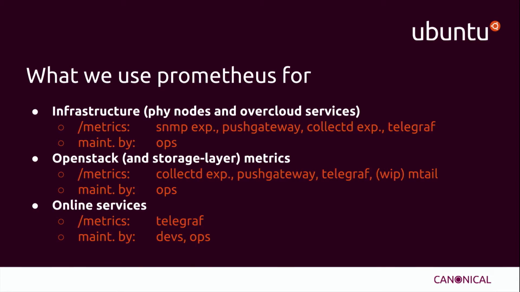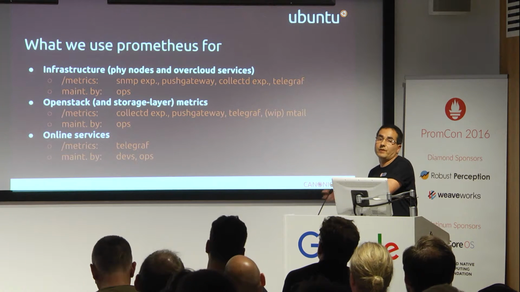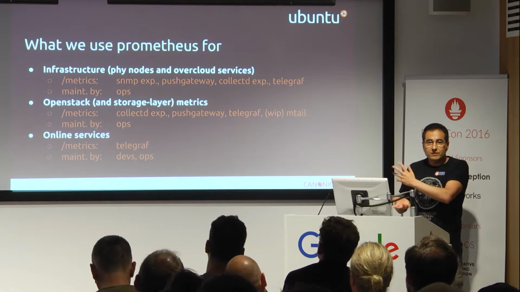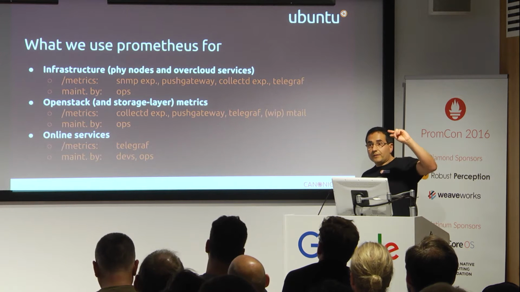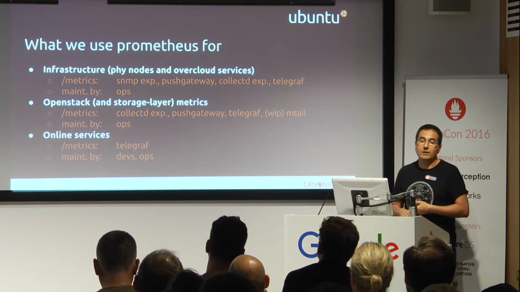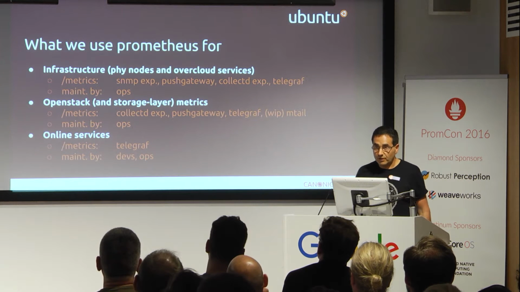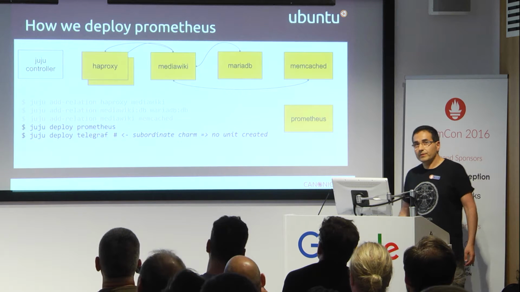Interesting here is that the last one is the only one where we are actually using application metrics, like developers actually exposing new metrics to be able to have KPIs, for example, from them. And for the first two, we're essentially running either Telegraf, Node Exporter, or in some cases collectd, to provide host level or infrastructure level metrics. How do we actually deploy Prometheus?